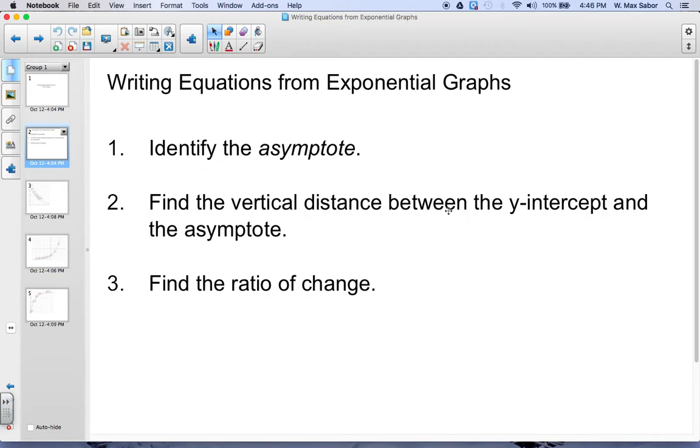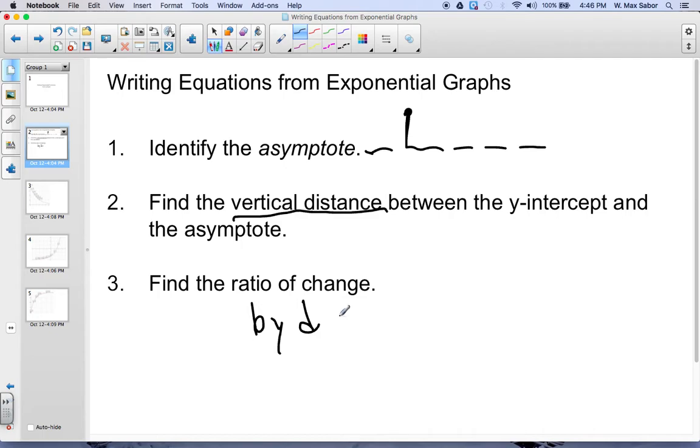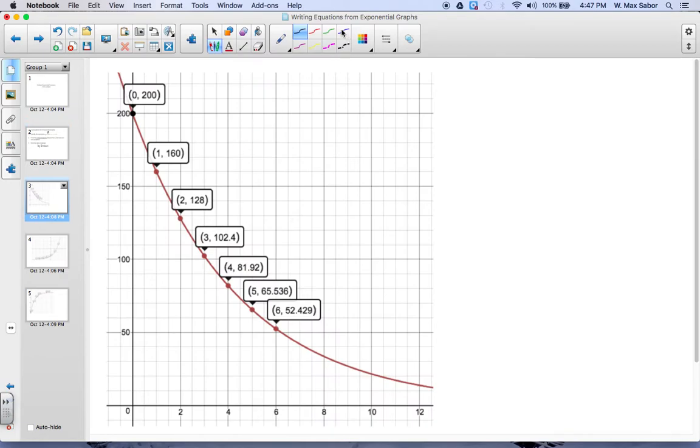Then you find the vertical distance between the y-intercept and the asymptote. If your asymptote is y equals 0, this is just the y-coordinate. When I say vertical distance, I'm talking about the change in the y-coordinate. So from this y-coordinate to the asymptote, how far is that distance? And then find the ratio of change. So how much is it being multiplied by every time you go right 1? And that's going to be by division.